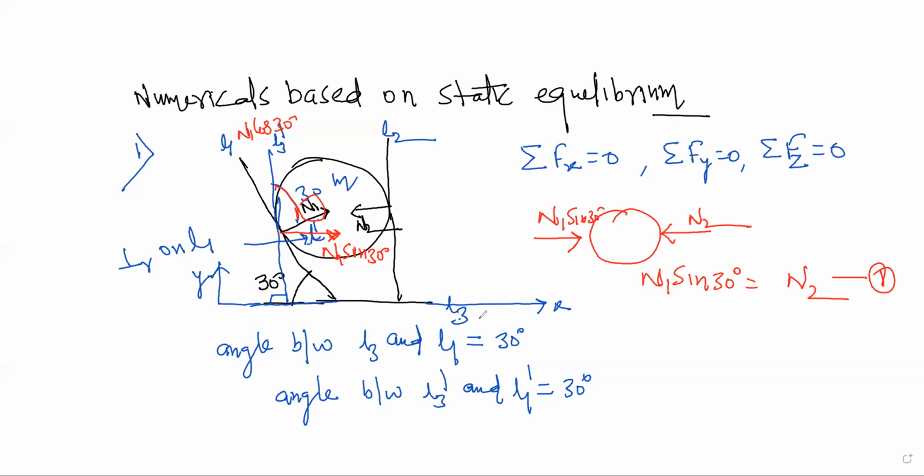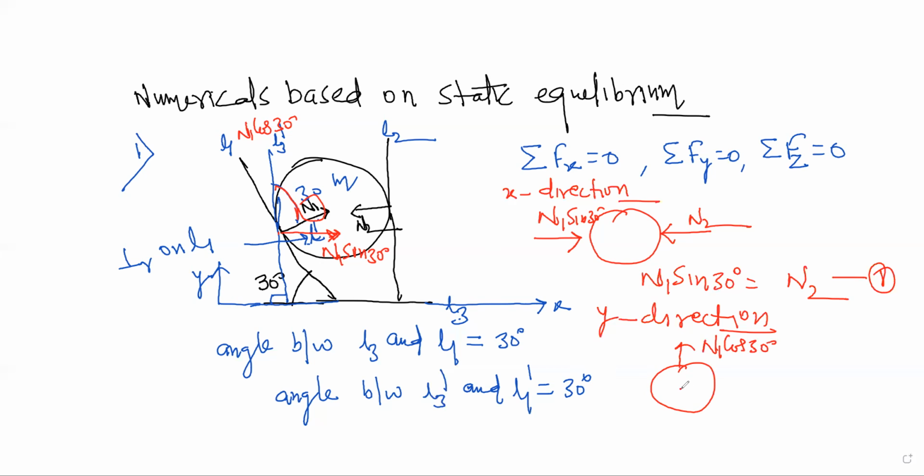Since it is in static equilibrium, n1 sin 30 degrees is equal to n2. That is the first thing. Second, I am going to resolve all those forces in the y direction. So this is for the x direction. Now I am going to discuss the y direction. So what is happening in the y direction? The component of force in the y direction is, this is our body.